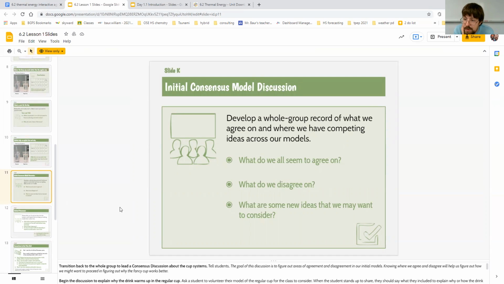The purpose of this initial consensus model is to see where we agree, what parts of the system are important. Maybe we agree on what they do, and there might be parts where we disagree. This is just our initial consensus model, but we want to identify and bring up in the discussion the parts where we disagree, because that might give us ideas for what questions to ask and what things to investigate, so we can clear up the disagreements, find out what the truth is, and have a deeper understanding of how this fancy cup works.